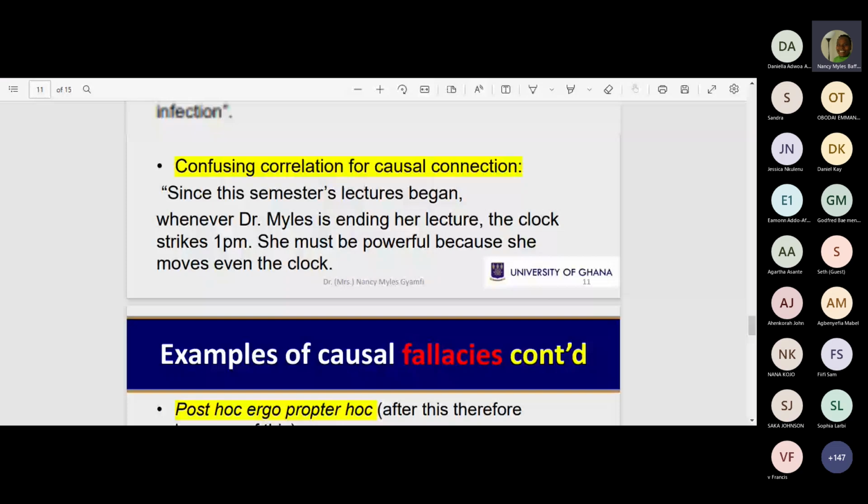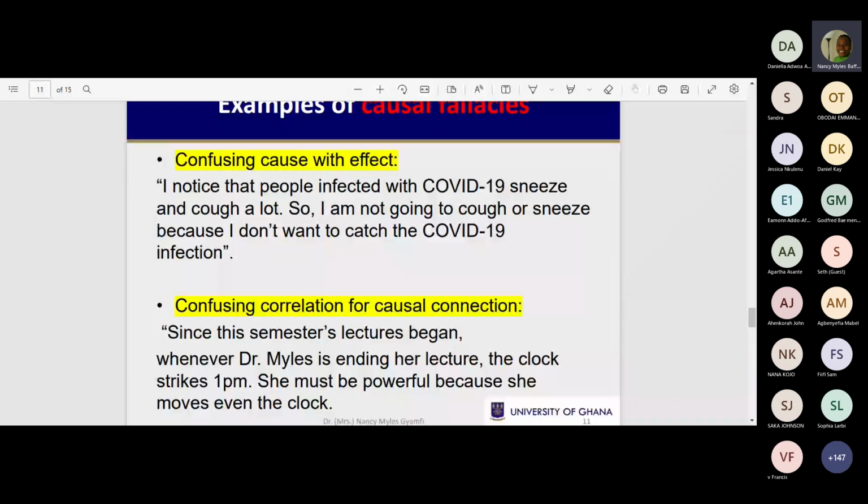non causa pro causa. That's the Latin expression, but it's not in your textbook. I don't want to give you that. What is there, which everyone can reference objectively, is what I mean. It's confusing cause with effect. That's the third one. Then look at the fourth one, and then we have one more.